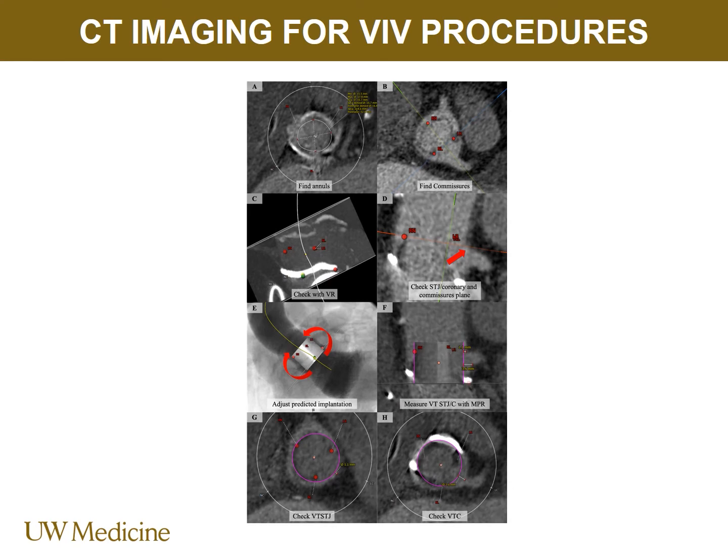CT imaging, as you would anticipate, plays a significant role in predicting and managing the pre-procedural understanding of the risks of coronary obstruction. You could ultimately identify the commissures. You could check STJ as well as sinus distances. You could place a model of the TAVR valve in position to make a best guess as the risk of coronary obstruction.